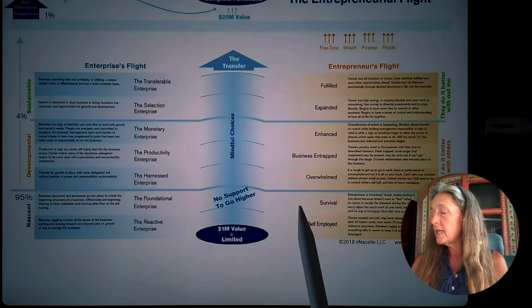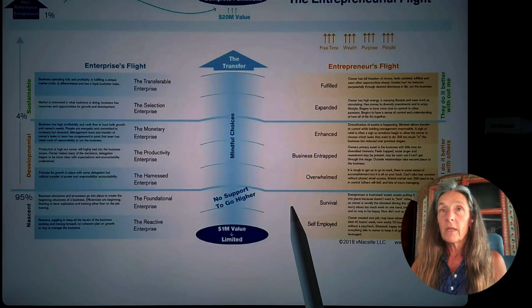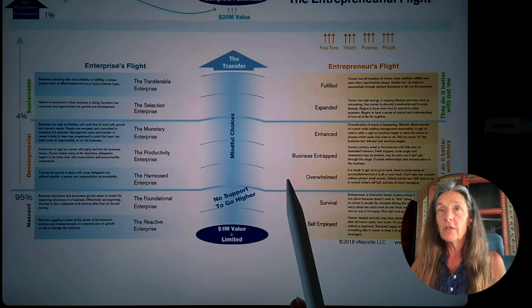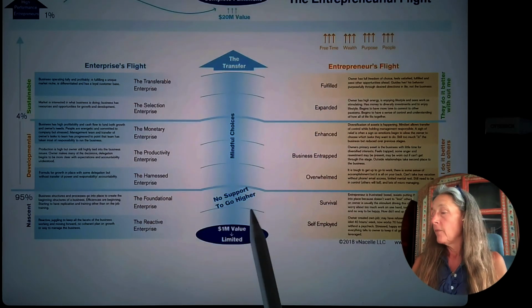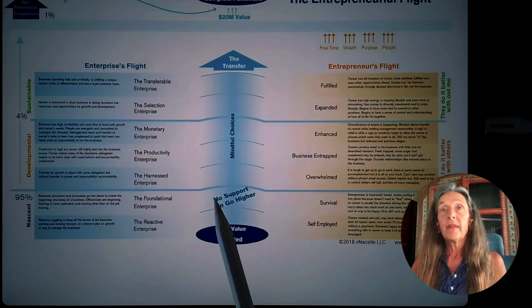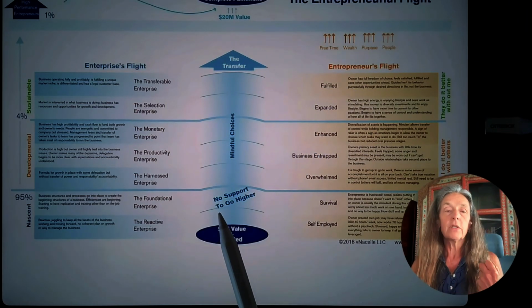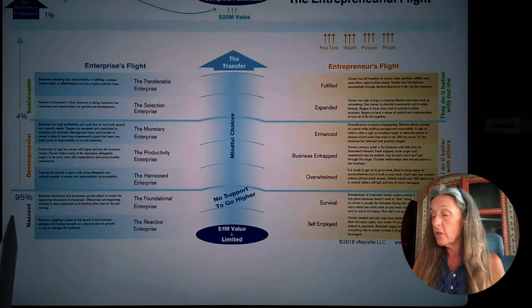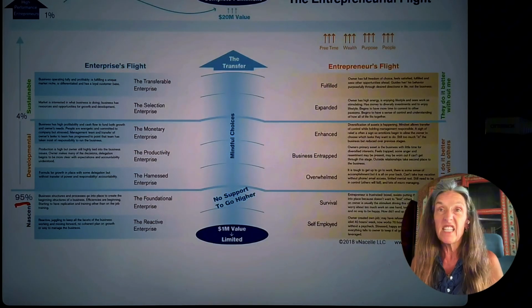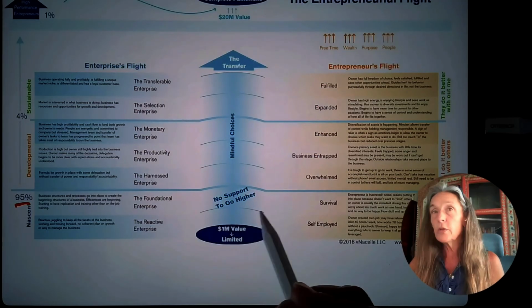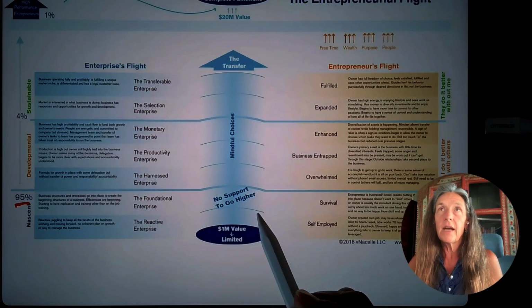This blue line is the line of control. When you walk over this blue line as an owner, you're letting go and inviting others into helping you with some of the control. The reason why this says no support to go higher is because when you surround yourself with people who are like you, who make all the decisions, the business is very dependent on them. And remember, 95% of the businesses stay in this nascent stage. There's no support to go higher. You don't have any examples around you to say, gosh, I could do this.